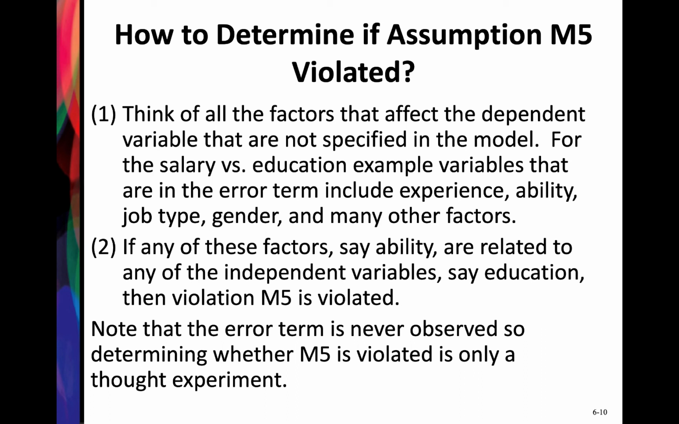It doesn't have to be related to all of them, it just has to be related to only one of them for this assumption to be violated. So in general, the assumptions that we've talked about that are violated are M1, because we don't know if we've correctly specified our model. Sometimes random sampling, that's M2. And then lastly, this one, M5, is almost always violated.